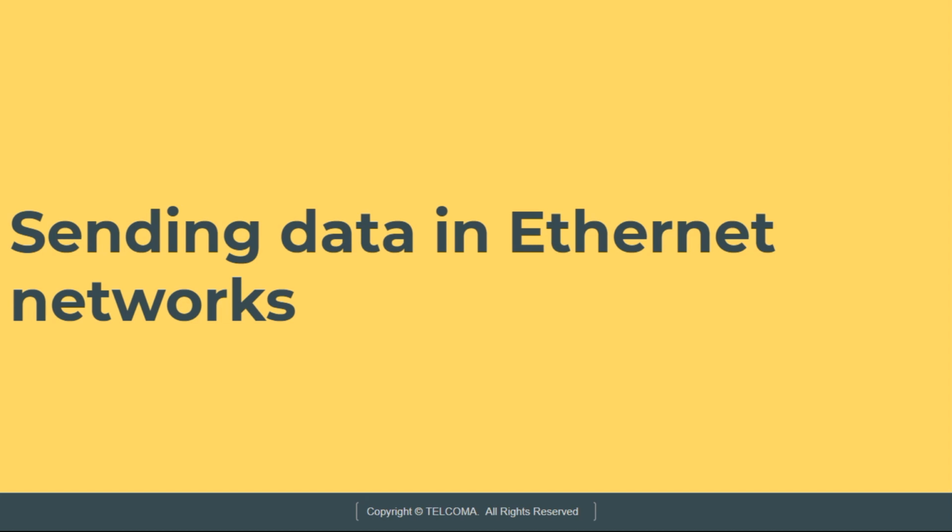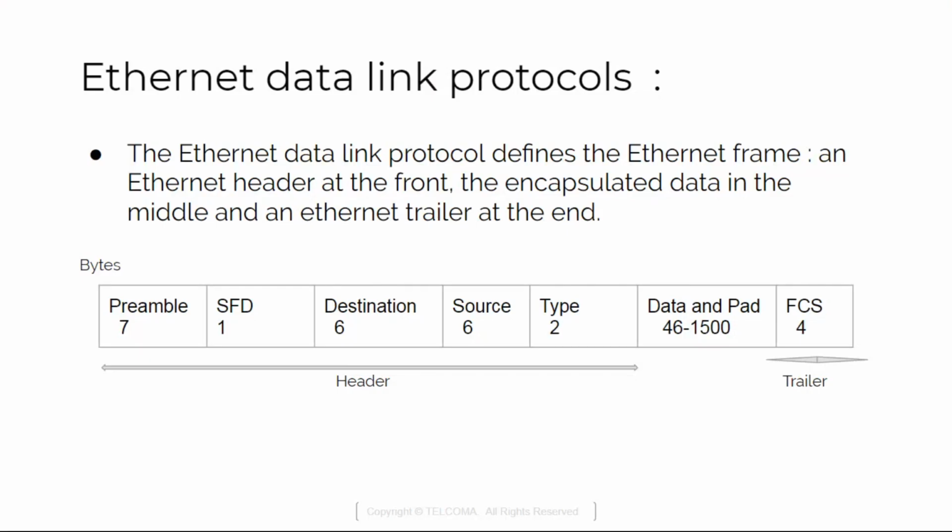Today in this lecture we are going to discuss sending data in Ethernet networks. So, IEEE 802.3 Ethernet header and trailer fields. The Ethernet data link protocol defines an Ethernet frame: the Ethernet header at the front, the encapsulated data in the middle, and the trailer at the end.